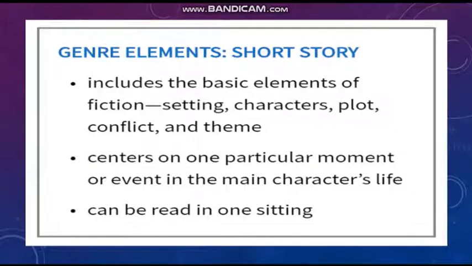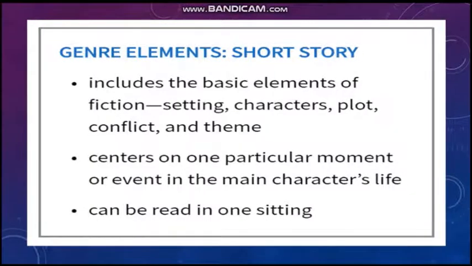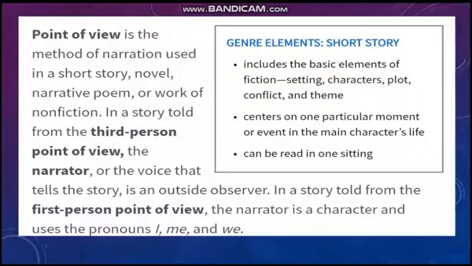Genre element. The genre of the story is short story. So the short story includes the basic elements of fiction like setting, character, plot, conflict, and theme. It centers on one particular moment or event in the main character's life. It can be read in one sitting. Point of view.